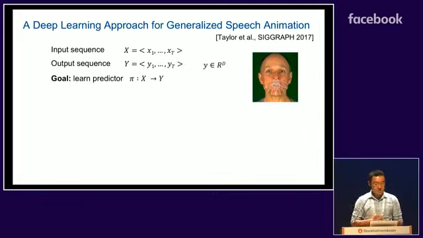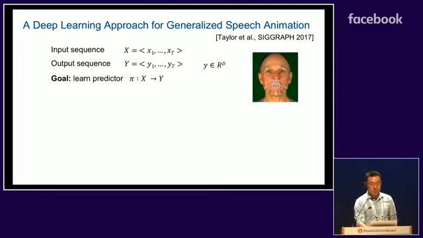Here is the high-level idea. It's from a paper titled A Deep Learning Approach to Generalized Speech Animation. It was a project I worked on in collaboration with the Walt Disney Company. We have an input sequence, here X, which you can think of as an input sequence of phonetics. Then we have an output sequence, here Y, which in this case is an output sequence of deformations of a face model.